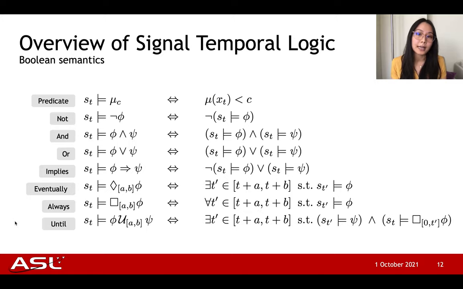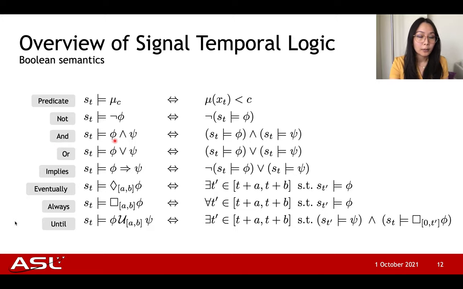And so the thing here is that STL is equipped with Boolean semantics, meaning there is a systematic way to determine if, given a signal, an STL formula is true or false. And on this slide are the Boolean semantics of the STL operators and other commonly used operations like or, implies, eventually, and always. I won't describe all of them here, but I'll just highlight a few in order to provide some intuition. In the first line, we have the predicate, and this is saying that a signal S starting at time t satisfies the predicate mu if and only if mu of the state at time t is less than c.